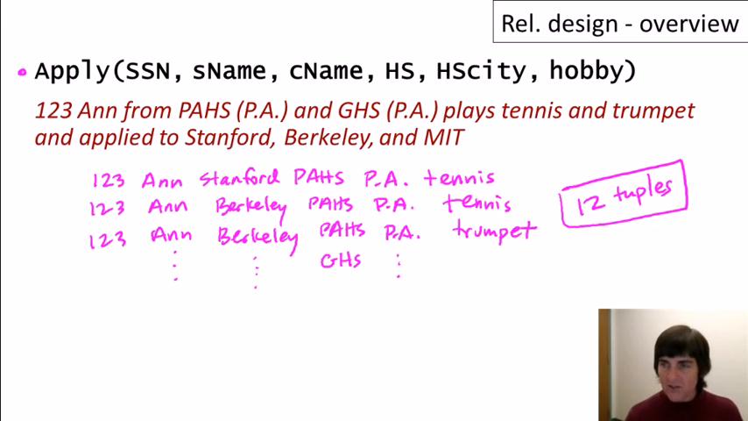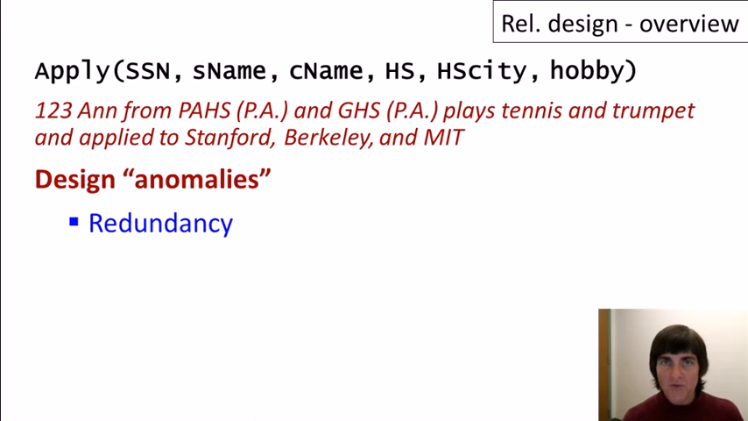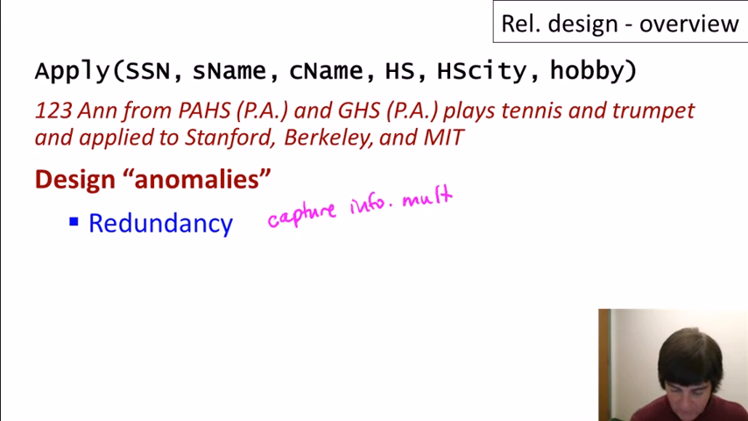Now, do we think that's a good design? I'm going to argue no, it's not a good design. There are several types of anomalies in that design. First of all, we capture information multiple times in that design, and I'll give some examples of that.